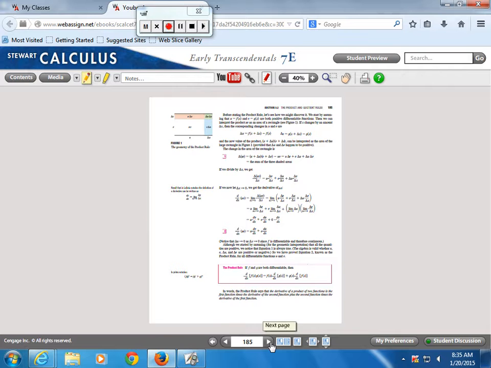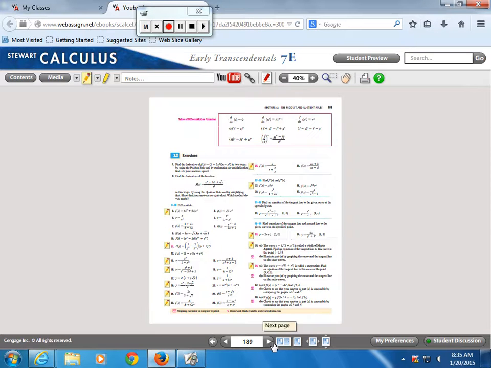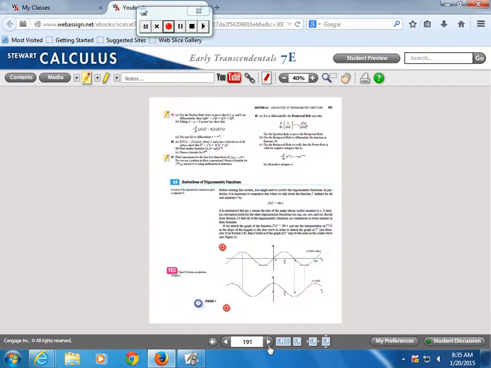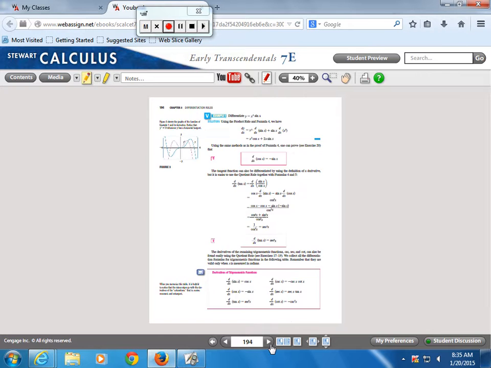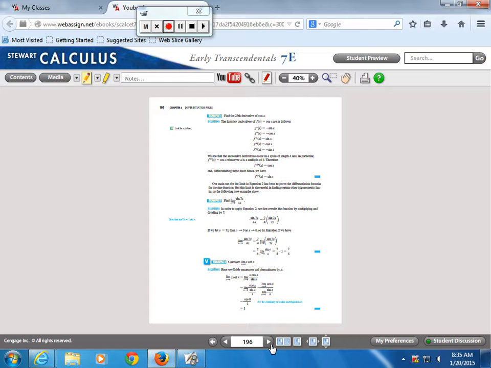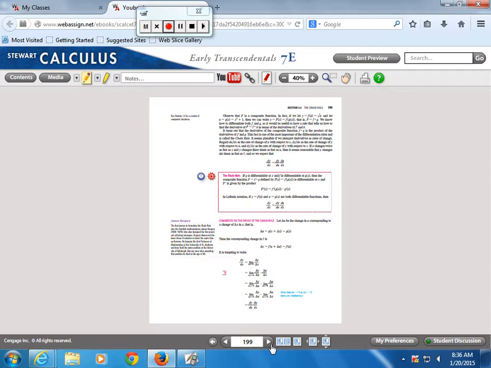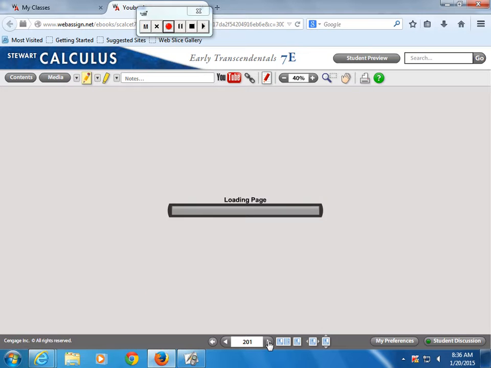Product and quotient rule, we already covered those. We're getting there. That's the trig rules. I didn't cover that very much, but that's all memorization. Back that up. Chain rule, did we cover that? I think we covered that.